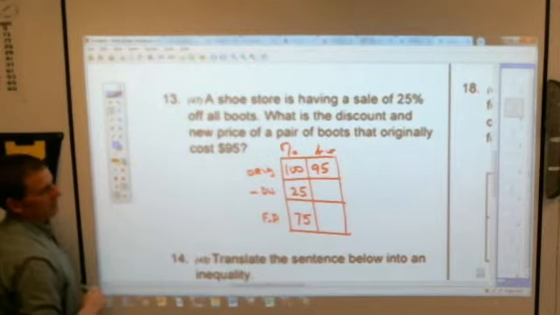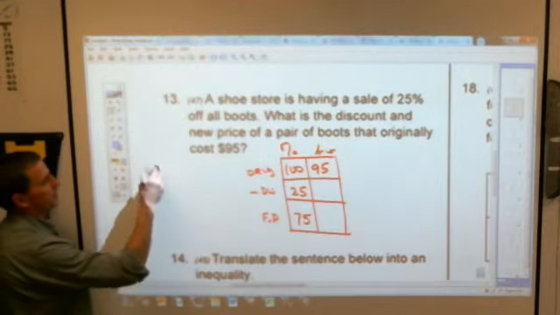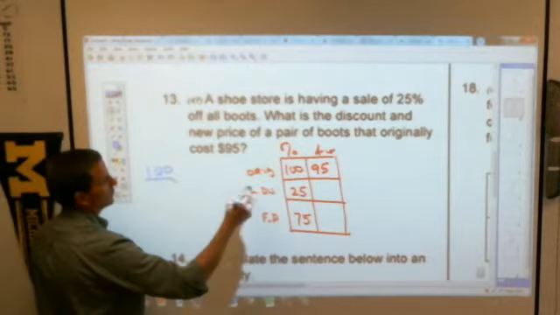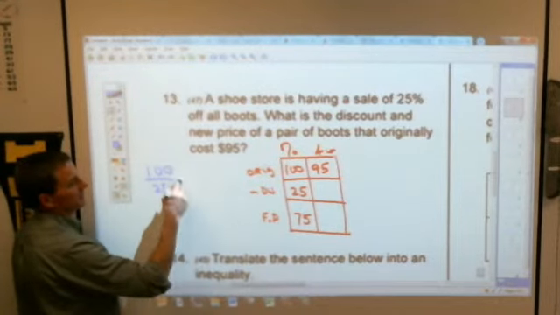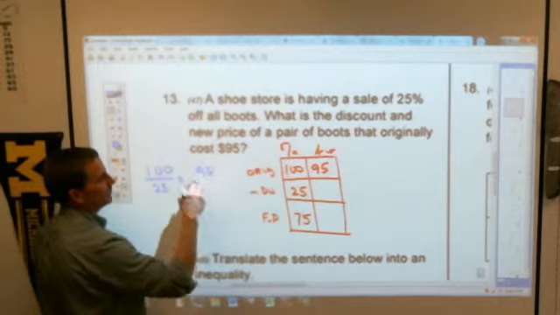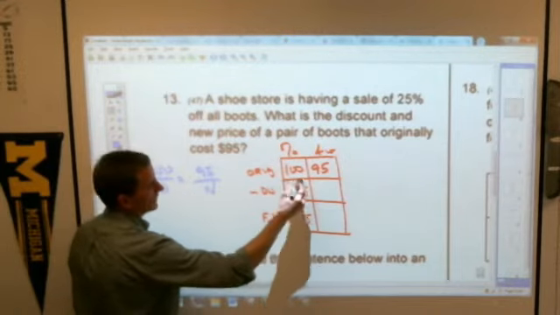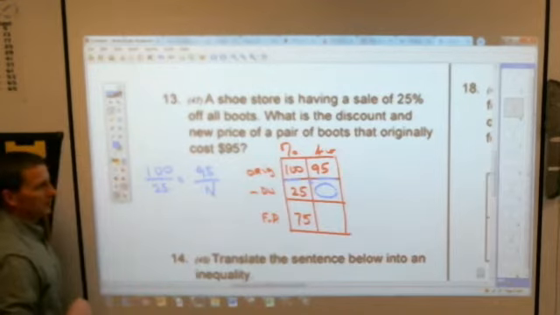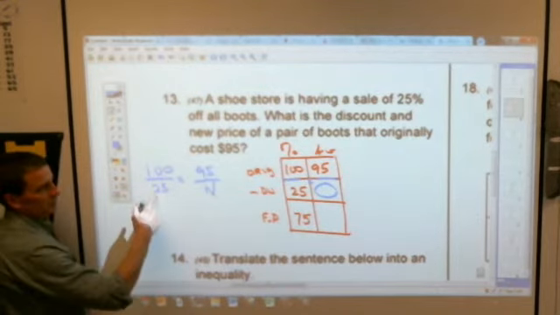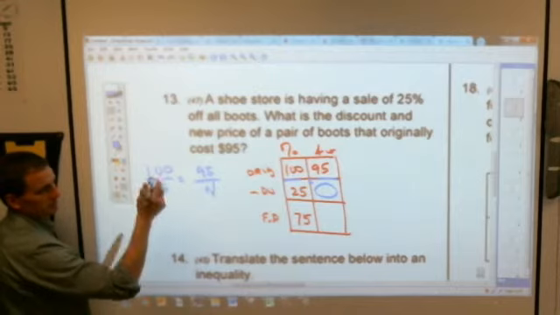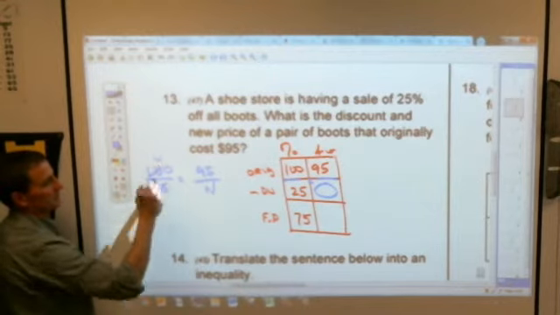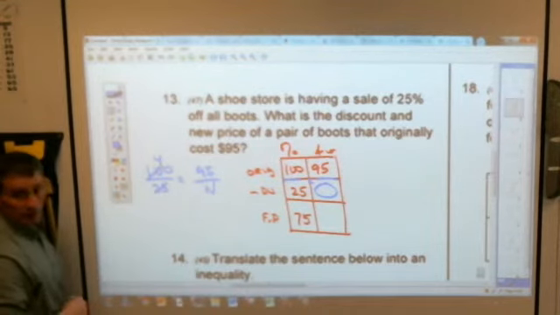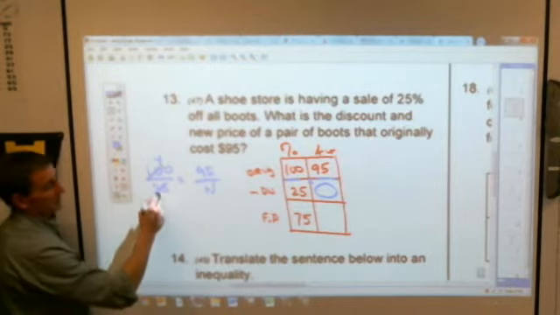Which one do you want to do first? The discount? Yeah, let's do that. So 100 over 25 is going to equal 95 over what number? That's this in fraction form. And I would probably reduce this. 25 goes into that 4 times. So this is 4 over 1. It doesn't work out in a nice pretty way, but you can do it just like this.